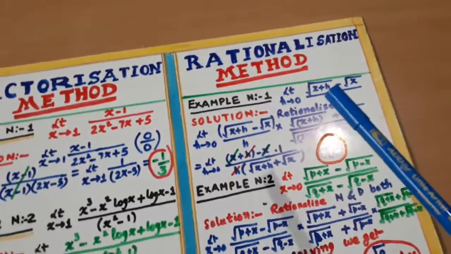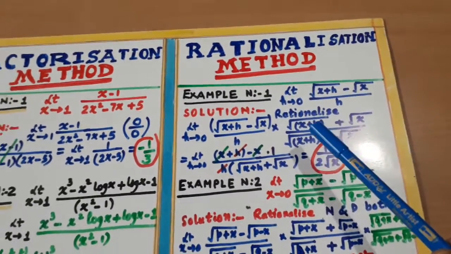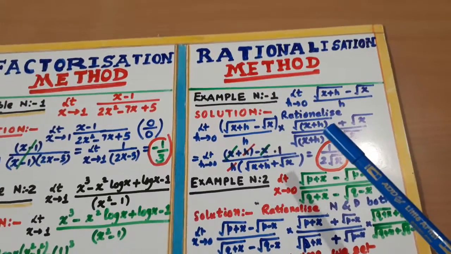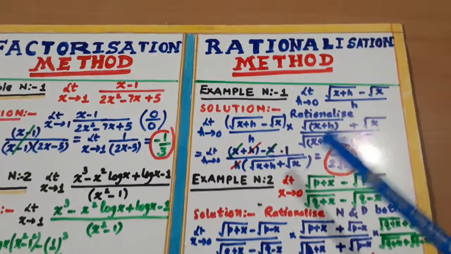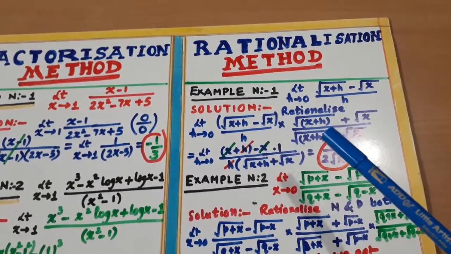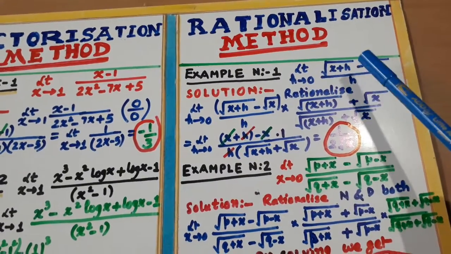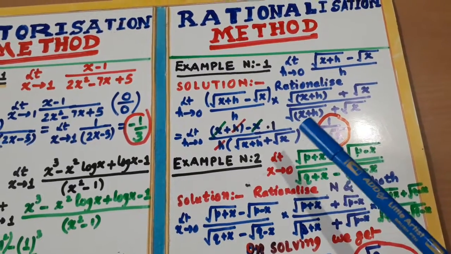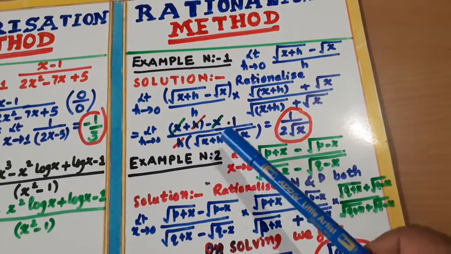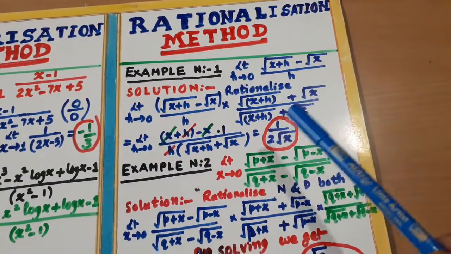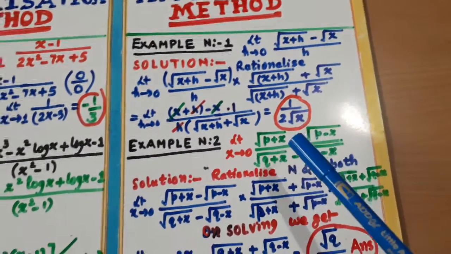When you are having irrational functions like this, firstly rationalize, whether in the numerator or denominator. Never expect that they will always be in the denominator. It can be in the numerator, or in the denominator, or in both. So in this case, the irrational functions are in the numerator. On rationalizing and putting h equal to 0, you will get 1 over 2 root x.